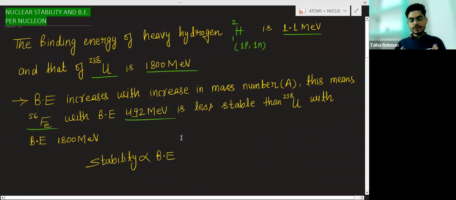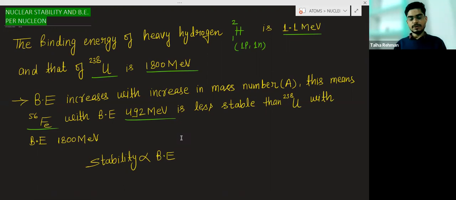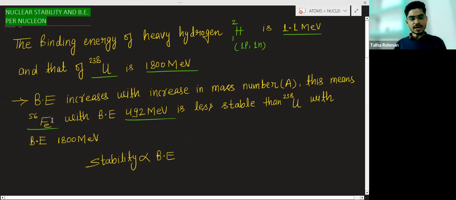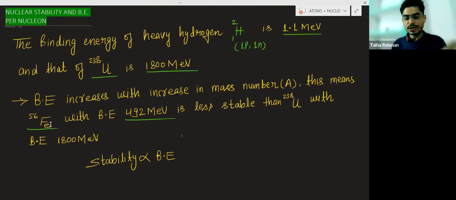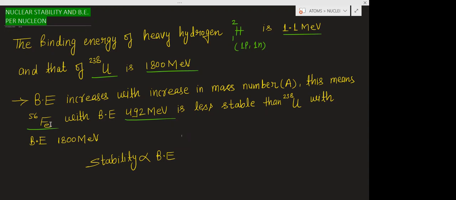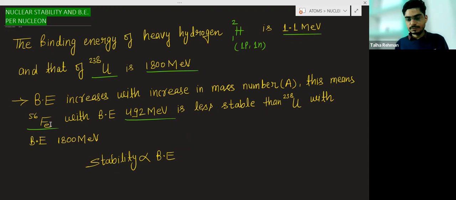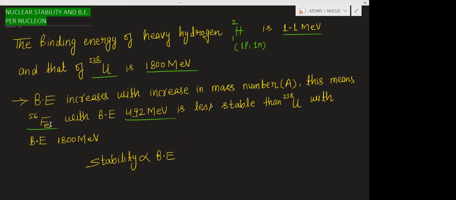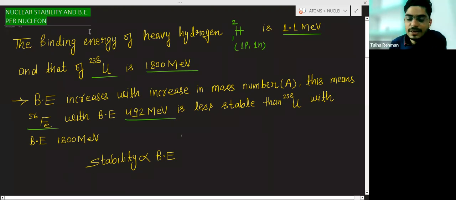Which will be most stable, uranium or iron? The nucleus of iron will be more stable or nucleus of uranium will be more stable? Iron. How? Sir, because less binding energy. Less binding energy.